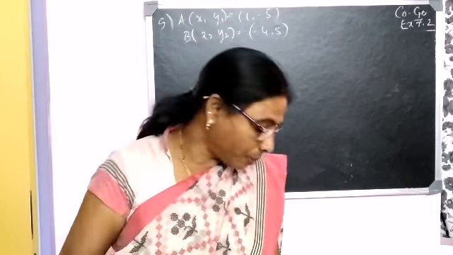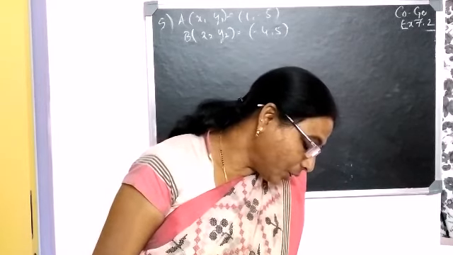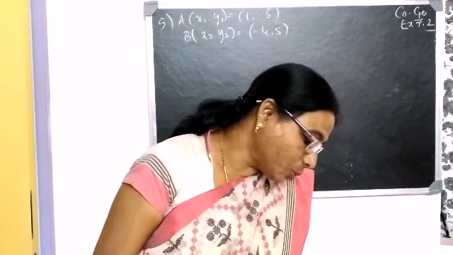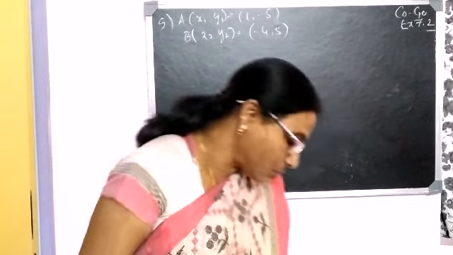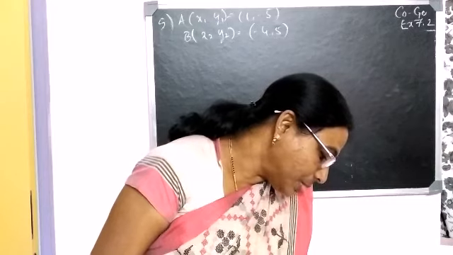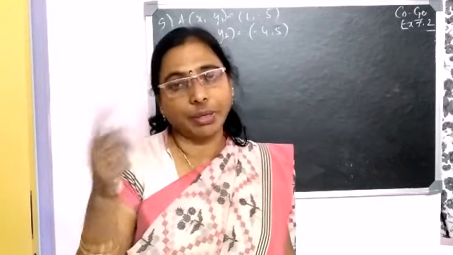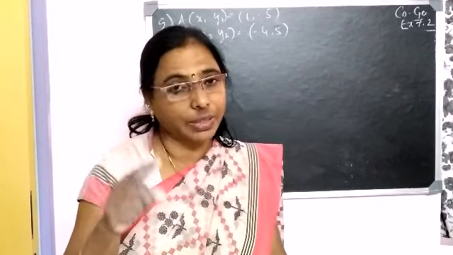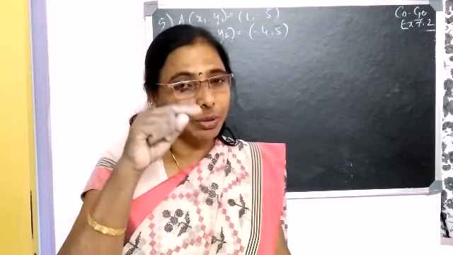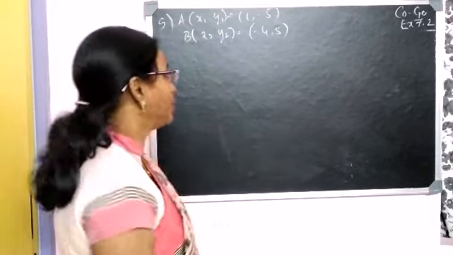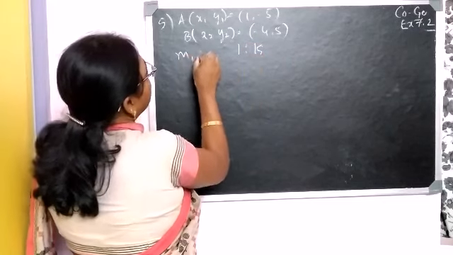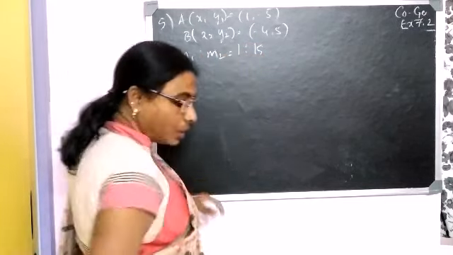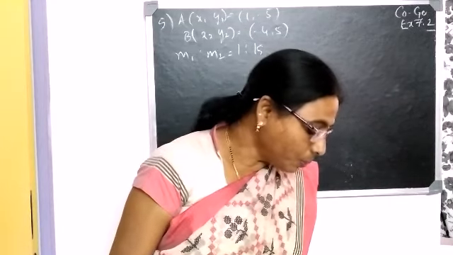Children, in the next problem it is given: find the ratio in which the line segment joining the 2 points A and B, that is (1, -5) and (-4, 5), is divided by the x-axis. In the previous one I told you y-axis, now it is x-axis. At that time it was k is to 1, now we have to take m1 is to m2 as 1 is to k.